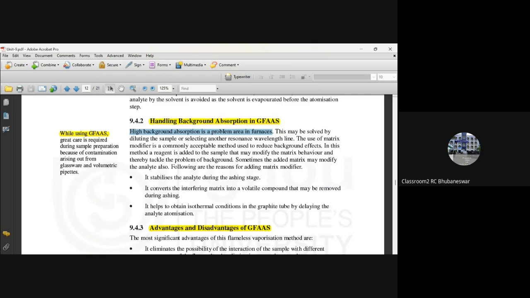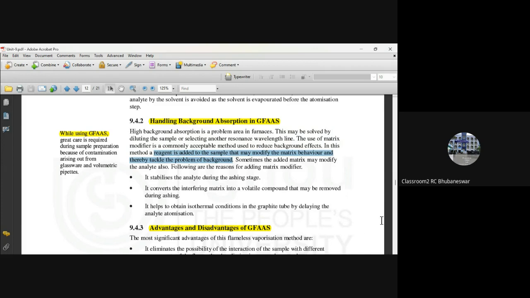Every study has some lacuna also. You have to rule that out to study something in a good way. So this may be solved by diluting the sample or selecting another resonance wavelength line. The use of matrix modifier is a commonly accepted method to reduce background effects. In this method, a reagent is added to the sample that may modify the matrix behavior and thereby tackle the problem of the background. It means some additional reagent added to the sample may absorb the background absorption, so the sample will not be affected.